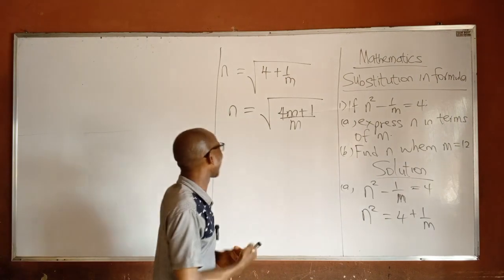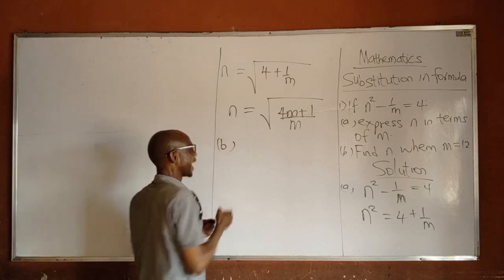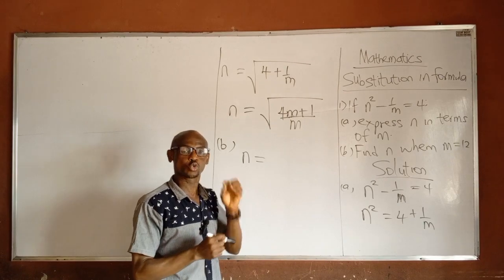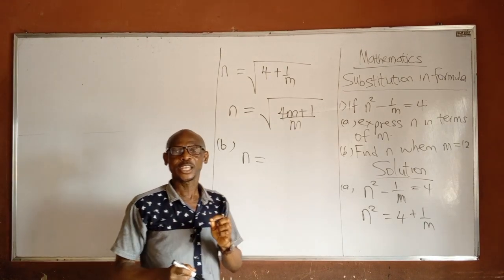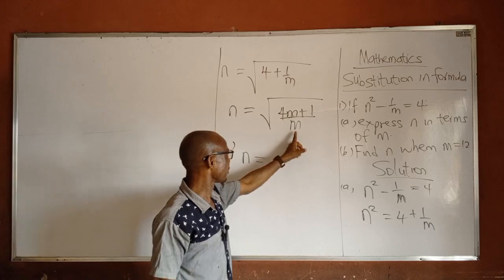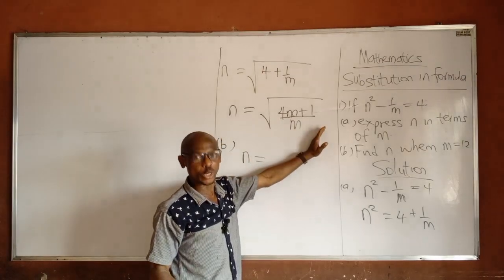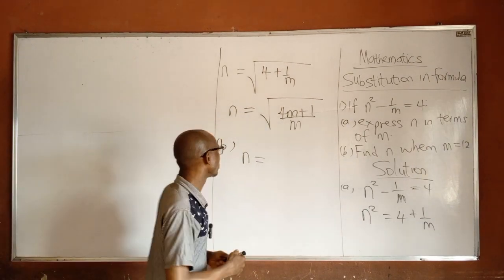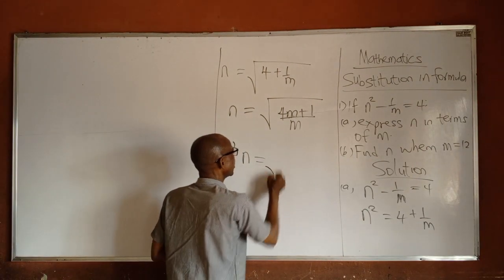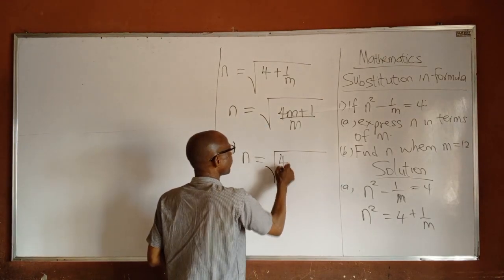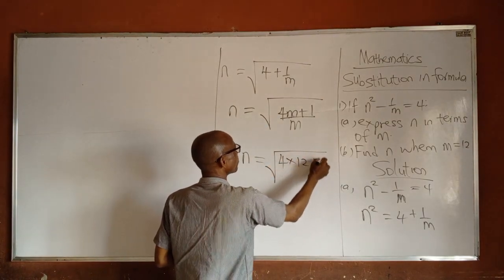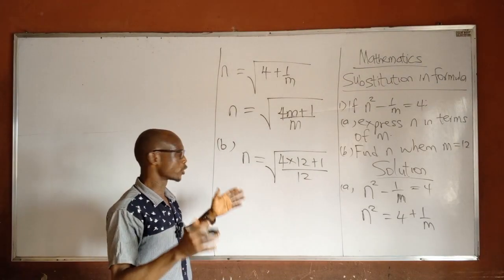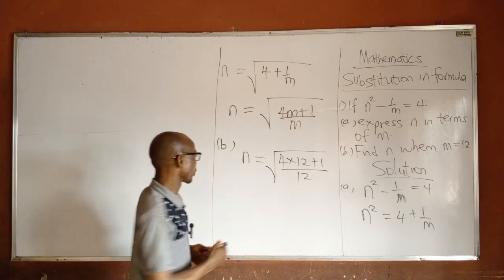Now the next question is the substitution. It says find n when our m is equal to 12. What does that mean? It means wherever you are seeing m in this equation now, replace it with 12. That's the meaning of substitution. So we now say n is the square root of 4 times 12 plus 1 all over 12. That is the meaning of substitution.